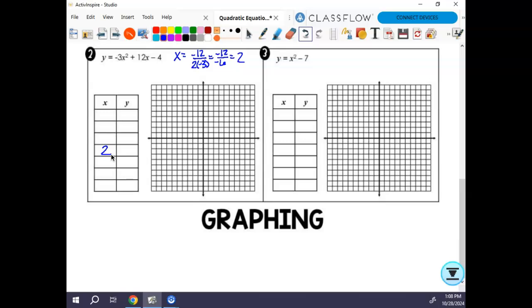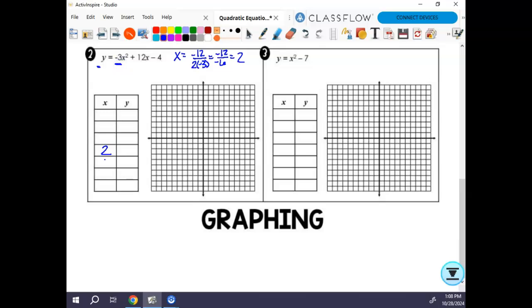And what do you know about this one? Besides obviously it's a different function and we're going to have different values, what's a big difference between this one and number 1? How's it going to open? Down. And we know it opens down because A is negative, right? That's something I would assume that we know.